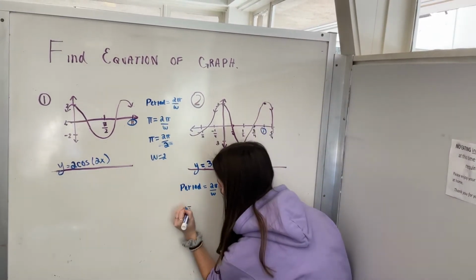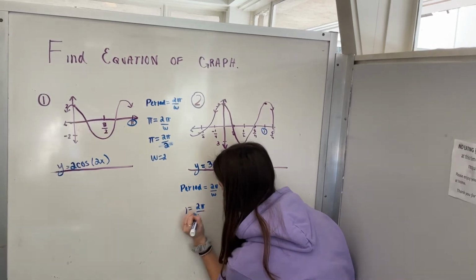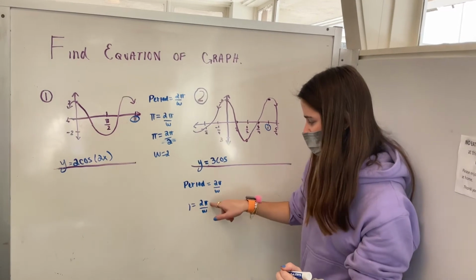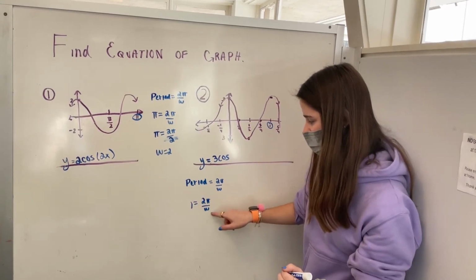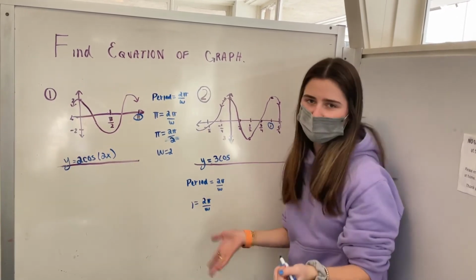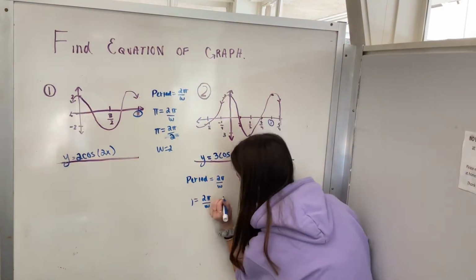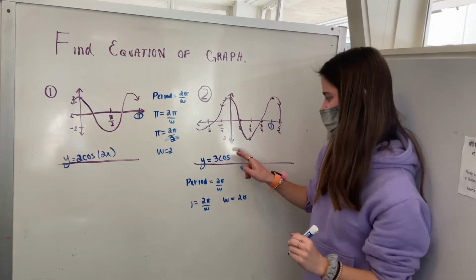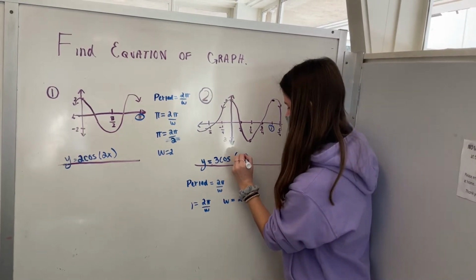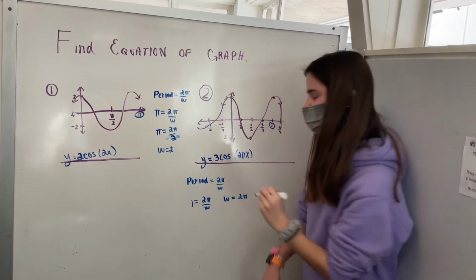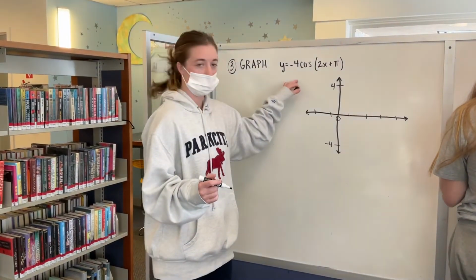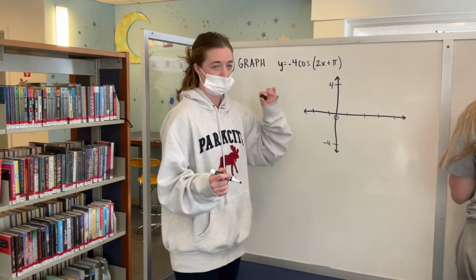So 1 equals 2 pi over w, and we need to find this number to make 2 pi over a number equal 1, and we know that 2 pi over 2 pi is 1. So w equals 2 pi, and we add that into our equation right there. Okay, next I'm going to be graphing the equation y equals -4 cosine 2x plus pi.